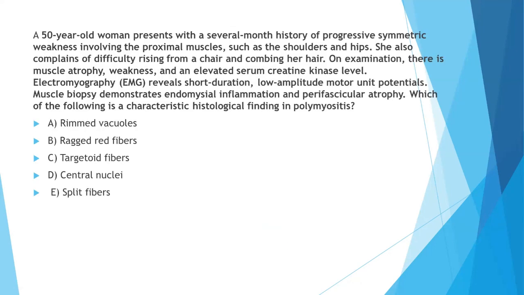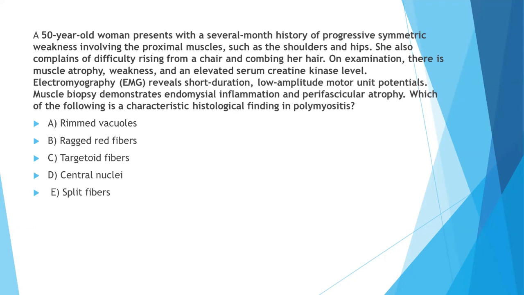Now let's do one more question here. Which of the following is a characteristic histological finding in polymyositis? A 50-year-old man presents with a several-month history of progressive symmetric weakness involving the proximal muscles, such as the shoulders and hips. He also complains of difficulty rising from a chair and combing his hair. On examination, there is muscle atrophy, weakness, and an elevated serum creatine kinase level.